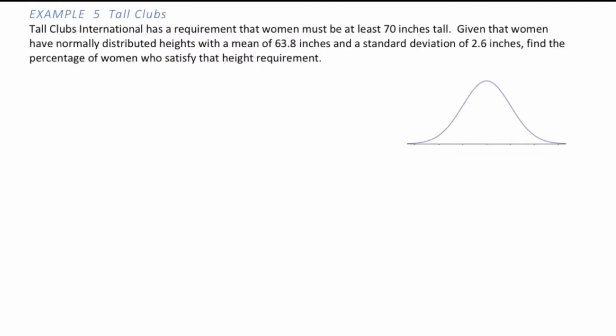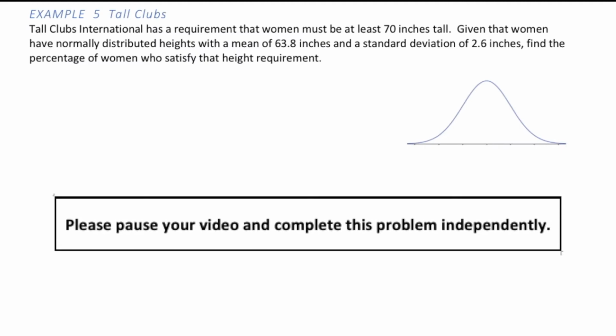Example 5, tall clubs. Tall Clubs International has a requirement that women must be at least 70 inches tall. Given that women have normally distributed heights with a mean of 63.8 inches and a standard deviation of 2.6 inches, find the percentage of women who satisfy this height requirement. So take a moment and complete this one on your own. I'm going to pause my recording now, and when you see the recording again, the solution will be filled in completely. But you should take a moment and try to solve this one independently before continuing.